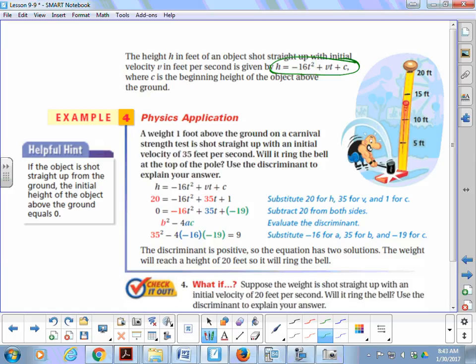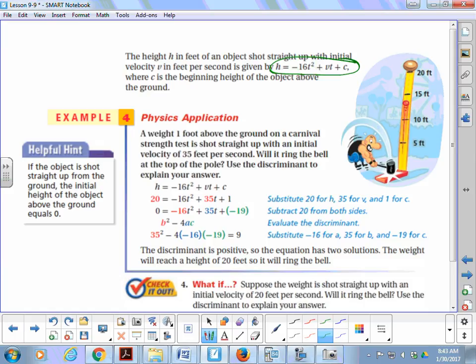So here we'll look at the example right out of the book first of all, and we're actually going to use our calculator. We're not going to use the discriminant. They say, hey, just use the discriminant to do this, but we're going to graph it and find out instead. A weight 1 foot above the ground on a carnival strength test is shot straight up with an initial velocity of 35 feet per second. Question is, will it ring the bell at the top of the pole?